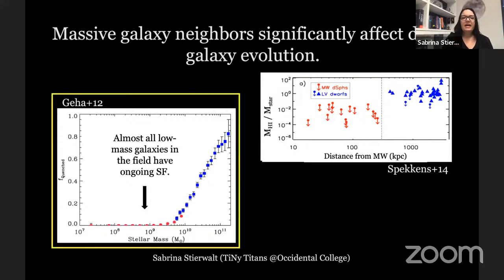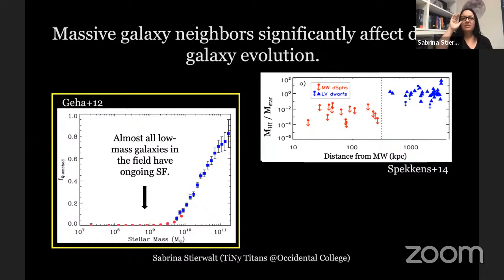Other evidence of this from Marla Geha's work shows that if you look at galaxies in the field, so these are galaxies not near other galaxies, all of the low mass galaxies have some sort of ongoing star formation. This plot is showing stellar mass on the bottom and the fraction of quenched galaxies that you find. So given a stellar mass, what fraction of the galaxies out there in the field by themselves are quenched, in other words, not forming stars currently. And you can see that once you get down to the dwarf galaxy mass regime, roughly where these red points start to take over, you see zero quenched galaxies.